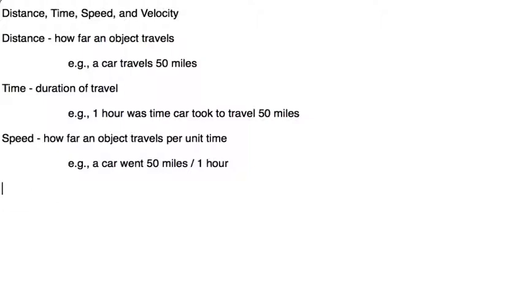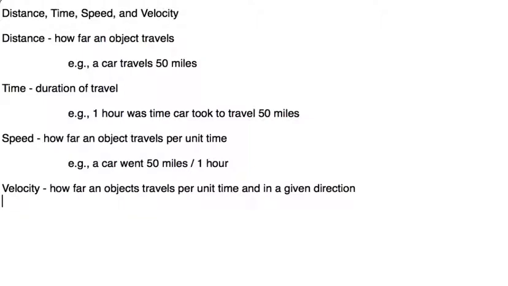If we say a car went 50 miles divided by 1 hour, well, 50 miles is the distance, 1 hour is the time, and 50 miles divided by 1 hour is the speed. 50 miles divided by 1 hour is 50 miles per hour. The divide symbol, we say the word per. So you'll see 50 miles per hour. The 1 is silent. So that's the speed. Speed is, in this case, 50 miles per hour, which is how far the object traveled per unit time.